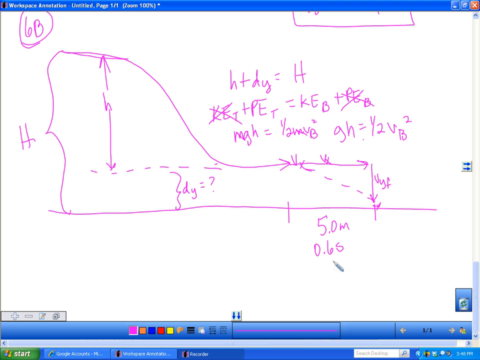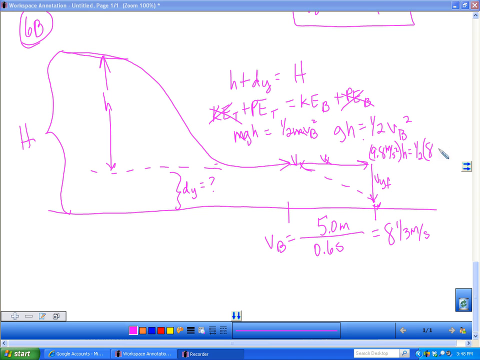If I use this 5 meters in this 0.6 seconds, I can get the speed at the bottom, because it'll never change, because gravity is not going to let it change. So distance over time will give me speed at the bottom. If I do that correctly, I'm going to get 8 1/3 meters per second. So I have 9.8 times h is equal to 1/2 times 8 1/3 meters per second, squared, and I can solve for little h. Let me get a calculator real quick. So little h is 3.54 meters.